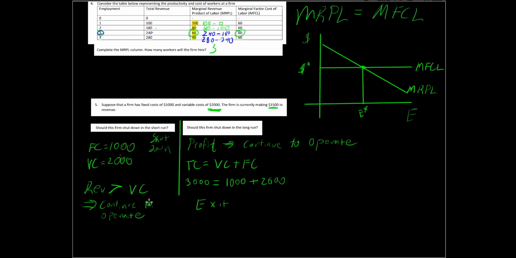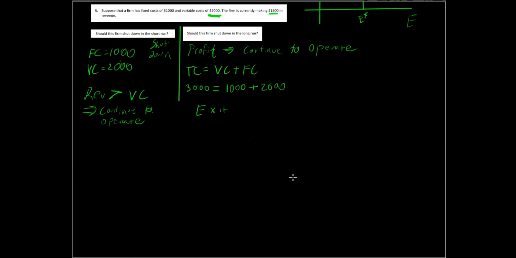Let's imagine a different firm that is still making a loss, so they would exit in the long run, but they are covering their variable costs. So I'm going to change marker colors again. Let's imagine we've got a firm with very similar characteristics. Let's say we've got fixed costs equal to 1,000, variable costs equal to 2,000. But let's imagine that we've got revenues equal to 2,500.